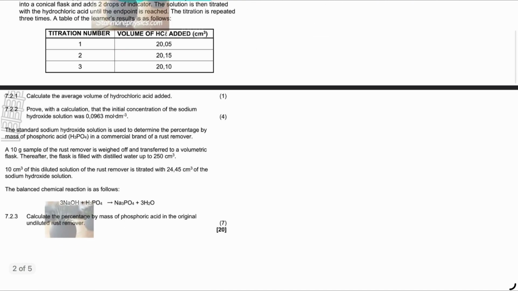A table of the learner's results is as follows. First question that they ask us, 7.2.1, is to calculate the average volume of hydrochloric acid added. So to calculate the average volume, it's simple. We simply just add up all of these values. And in doing so, we get 60.3. So the average volume is going to be 60.3 divided by 3. And that's equal to 20.1 cm cubed.